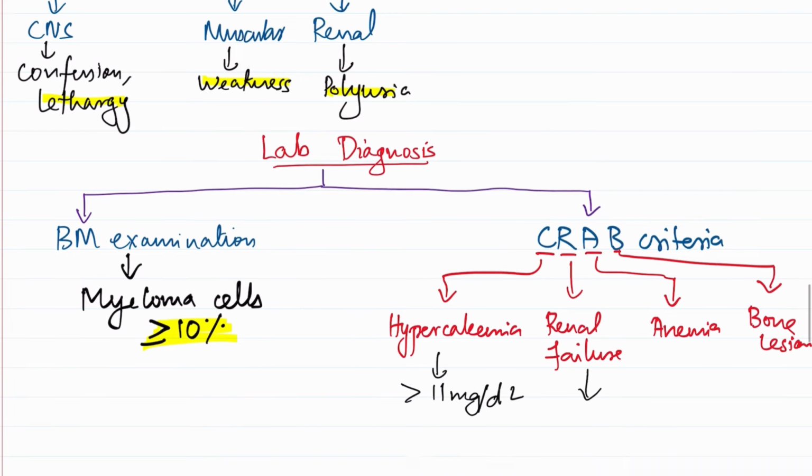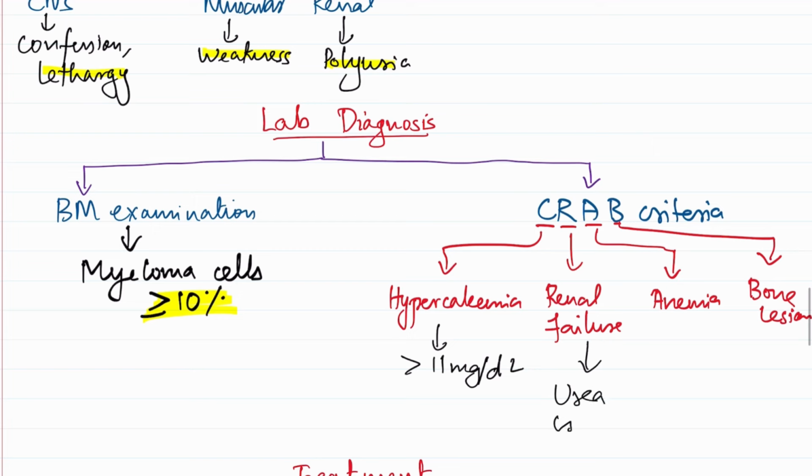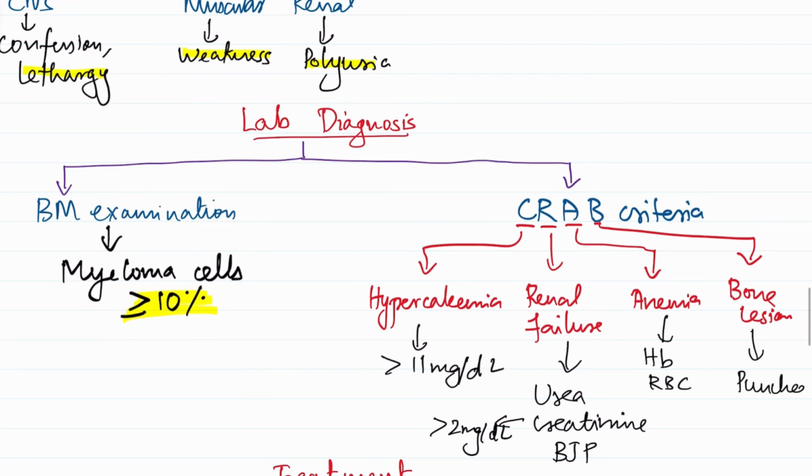And then the renal insufficiency. How do we know about renal failure? We look for urea, we look for creatinine, and there will be the Bence-Jones protein in urine, BJP. Now creatinine, the cutoff is greater than 2 milligram per deciliter. It's usually 0.7 to 1.4. So if it's greater than 2. Then about anemia, as we know, we look for the hemoglobin level and the RBC level. It's going to be a normocytic, normochromic anemia. And in bone lesions, as we have said twice already, punched out lesions in the axial skeleton. So if you have myeloma cells greater than 10% plus any one of the 4, we diagnose it as multiple myeloma. So 1 or greater than 1 of the 4.